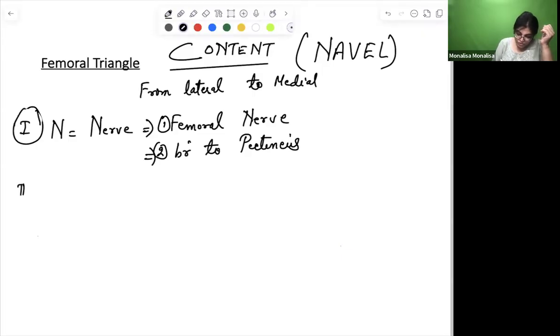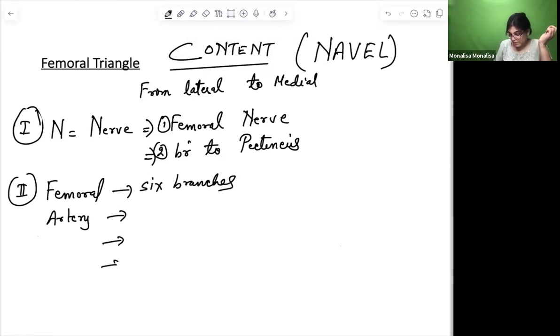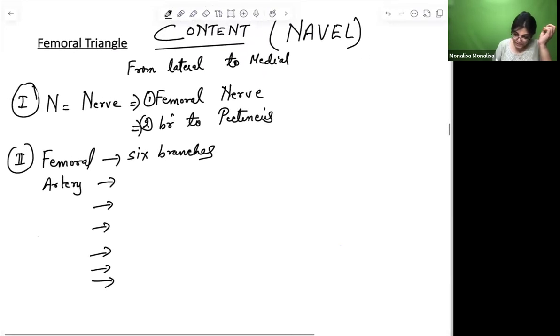Then we have A for femoral artery. Not only the femoral artery, we have 6 branches of the femoral artery as content. How many? We have 6 branches. So please write down the names of the 6 branches.